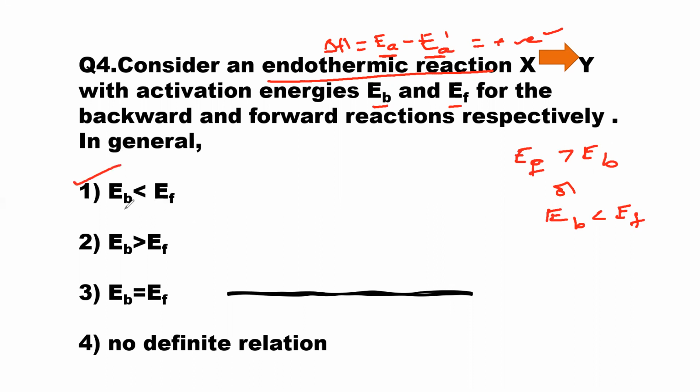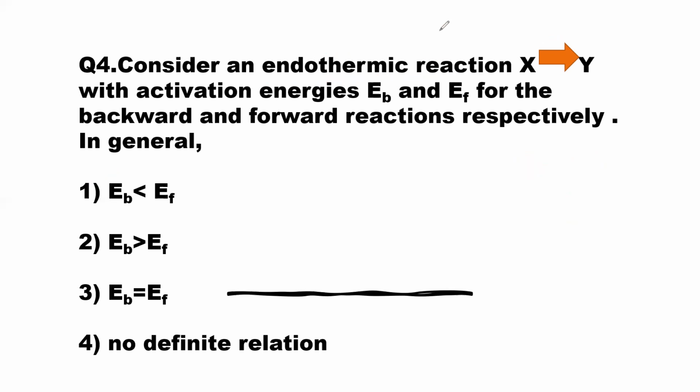That is nothing but the energy of activation of the backward reaction being less than the energy of activation of the forward reaction. If it is greater, then delta H becomes negative, so that is an exothermic reaction, not an endothermic reaction. I hope it is clear. In this way, they will ask questions at the NEET level also.